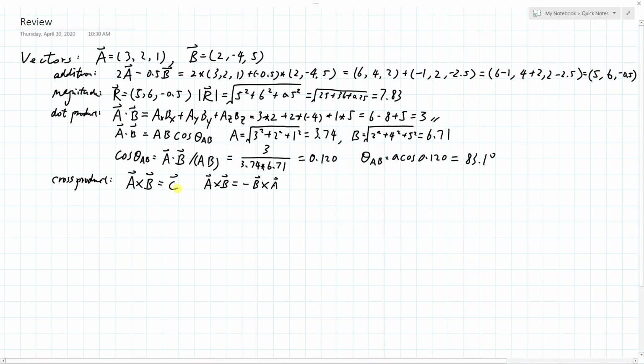Okay, since the result is a vector, we can do say Cx. What is Cx? It is AyBz minus AzBy. And Cy is AzBx minus AxBz, and Cz is AxBy minus AyBx.